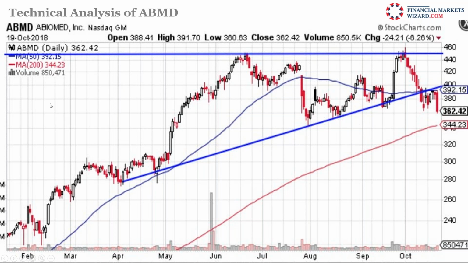So this is stock APMD. It has been coming down from the 450 level. It's right now at 362. So I'm showing you this upward sloping trend line. Now, an upward sloping trend line is considered a support level. So the stock is expected to hold the level at the upward sloping trend line. That's what it is meant to be.